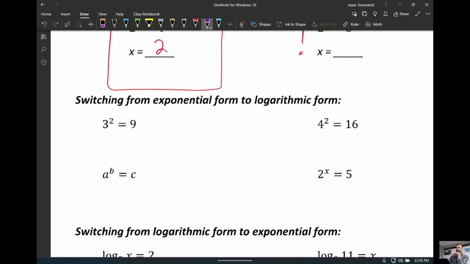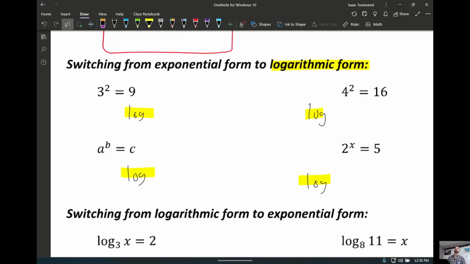So all 4 of these are considered exponential form. Logarithmic form is going to have the word log in it. And to make these logarithmic form, you just have to do one thing. You have to switch 2 of these things around. You just have to know which 2 they are. So for this one, it would be the 2 and the 9. So logarithmic form would say log base 3 of 9 equals 2.